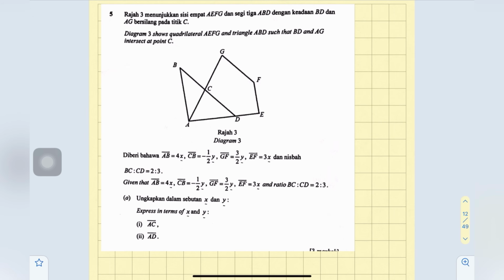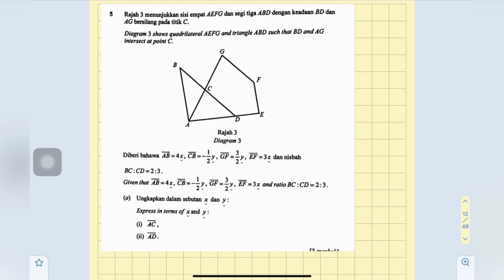Question number 5. Diagram 3 shows quadrilateral AEFG and triangle ABD such that BD and AG intersect at point C. Given that vector AB equals to 4x, vector CB equals to negative 1 over 2y, vector GF equals to 3 over 2y, vector EF equals to 3x, and the ratio BC is to CD equals to 2 is to 3.